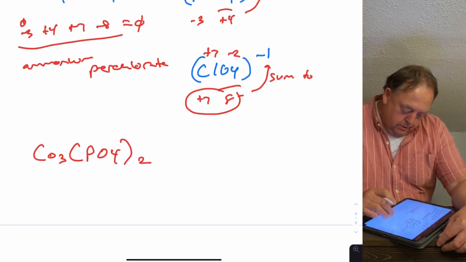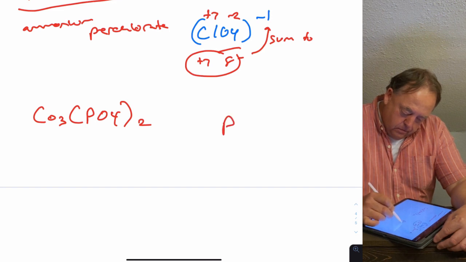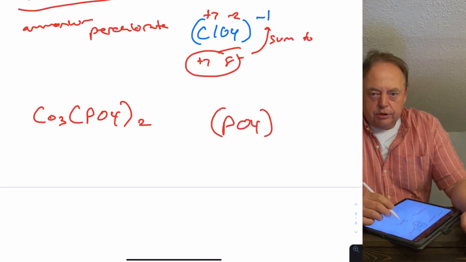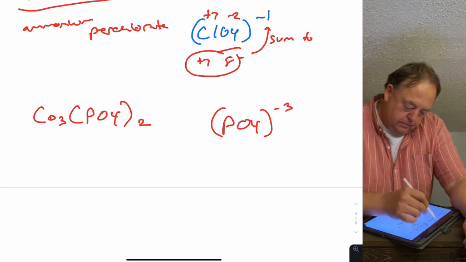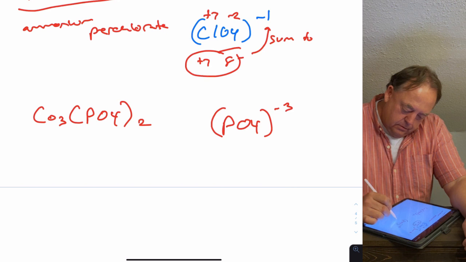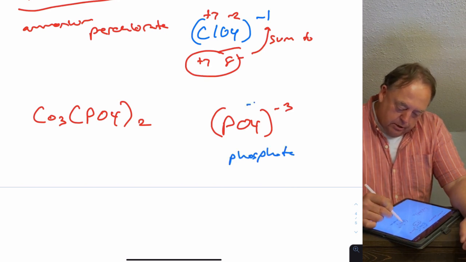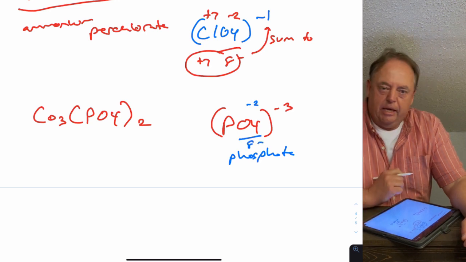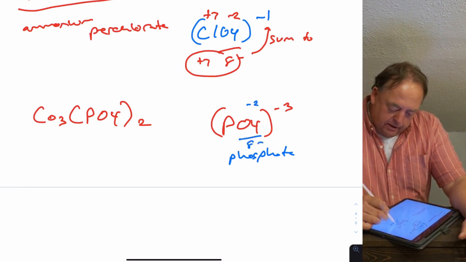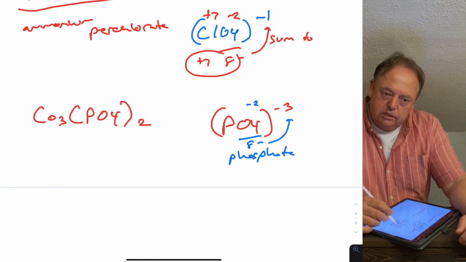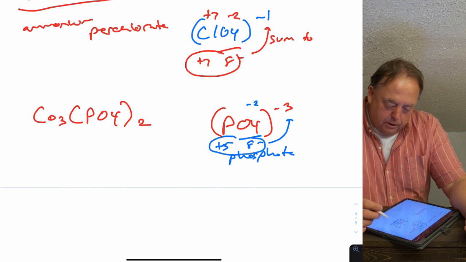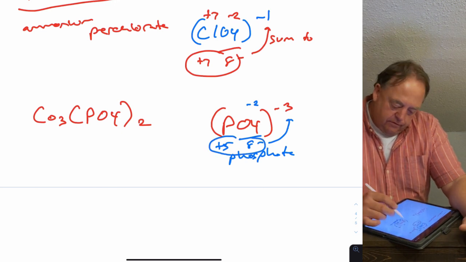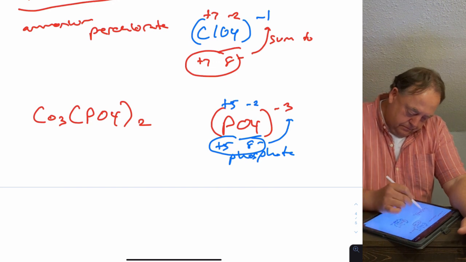Okay, so PO4, again, you have to know the net charge or you can't do this. So the net charge on PO4 is -3, right? That's phosphate. So start with oxygen, it's -2, so that gives you 8 negatives. And then whatever phosphorus is plus the 8 negatives has to give you -3, so that means phosphorus must be +5. So 8 minus gives you -3, so phosphorus is +5.